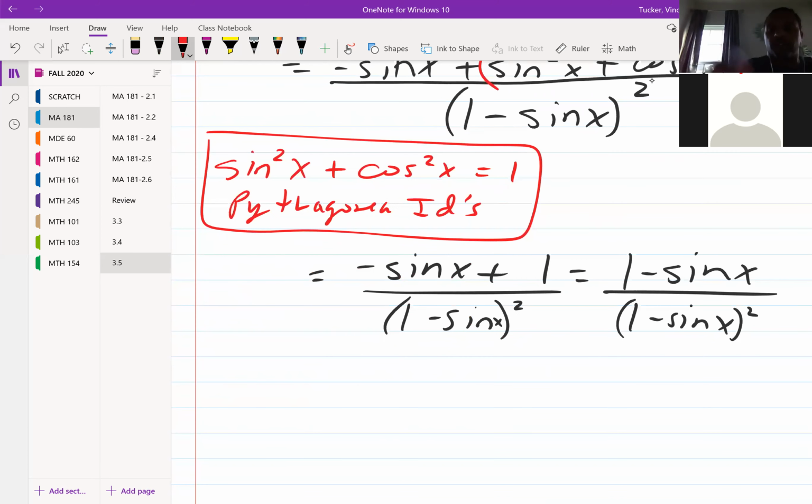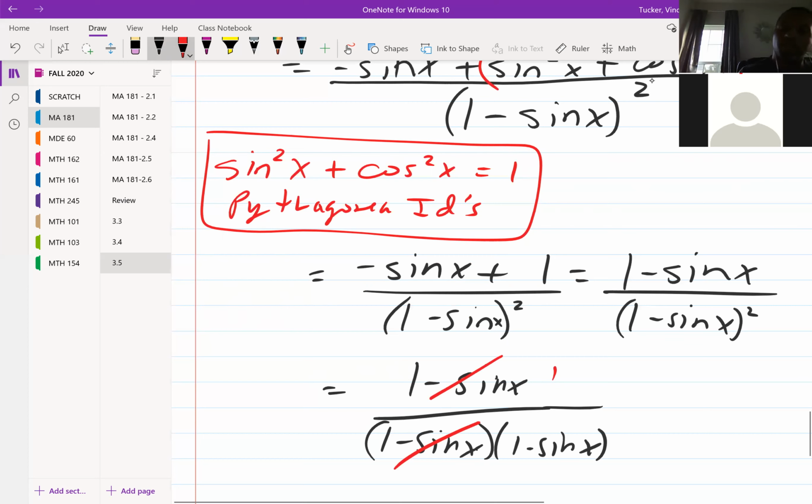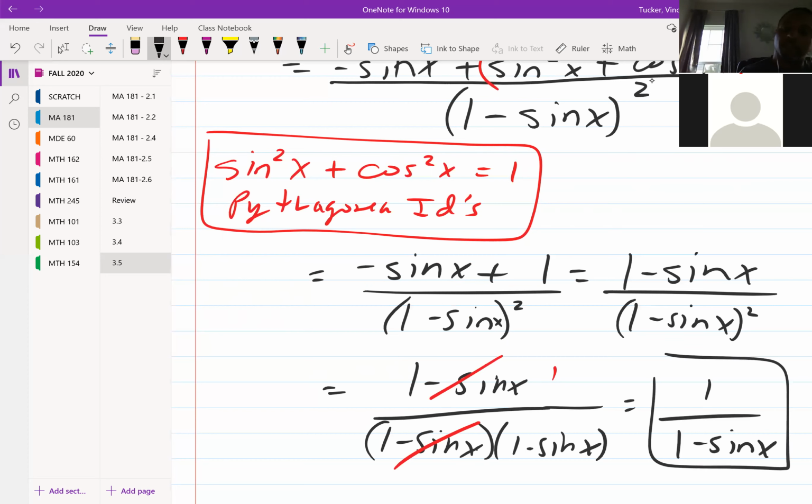So, just in case you need to see it, I'll write that out. On top we have 1 minus sine x. Down bottom we have 1 minus sine x times 1 minus sine x. So that's what 1 minus sine x squared is. You have that whole quantity being squared. So I can cancel out the whole quantity of 1 minus sine x, leaving me with 1 over 1 minus sine x as my most simplified way of expressing that.